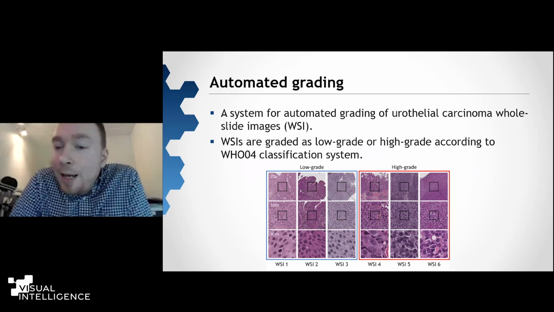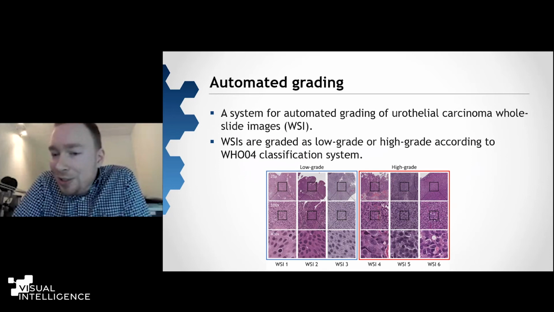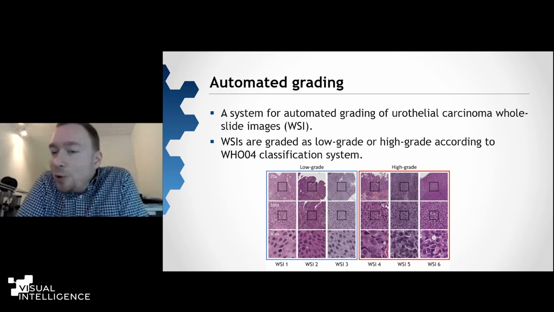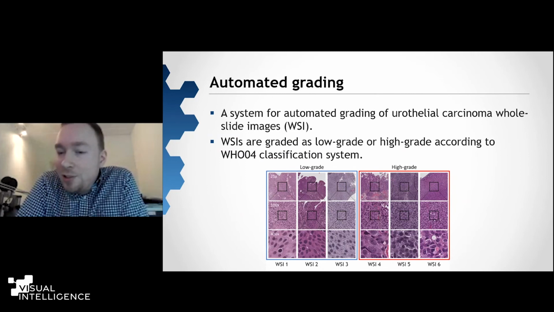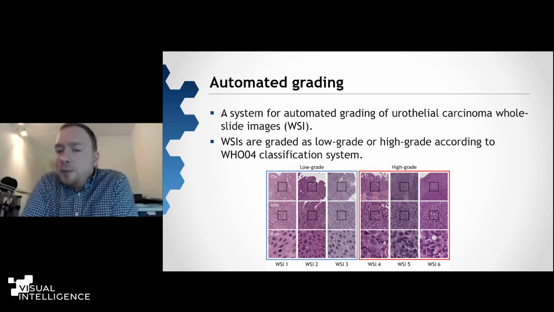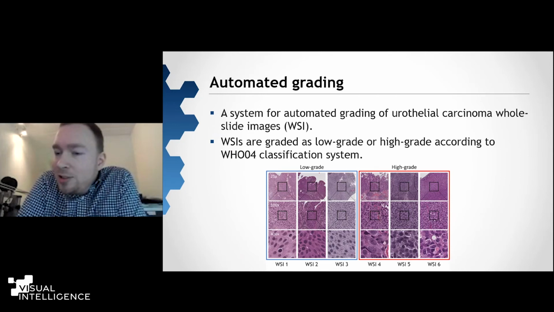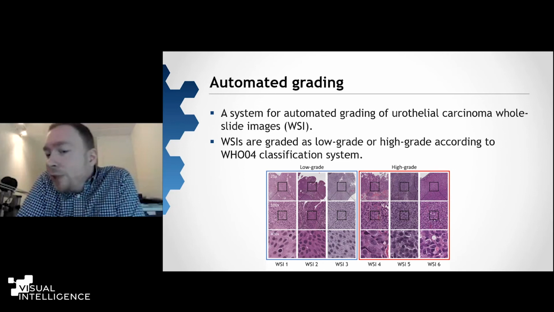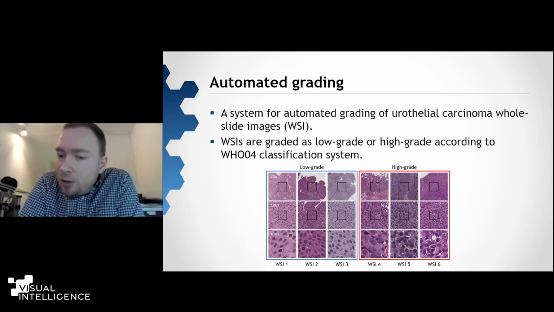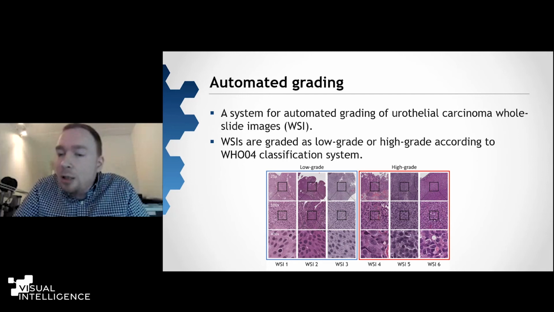And then finally, we have reached the last topic of this presentation, automatic grading of urothelium carcinoma slides into low and high grade. In the figure, we can see some example slides of both low and high grade tissue.